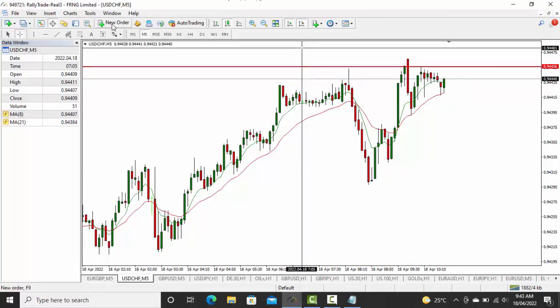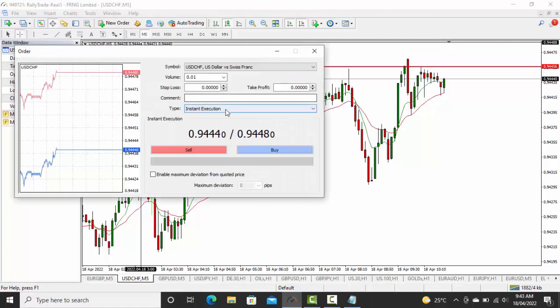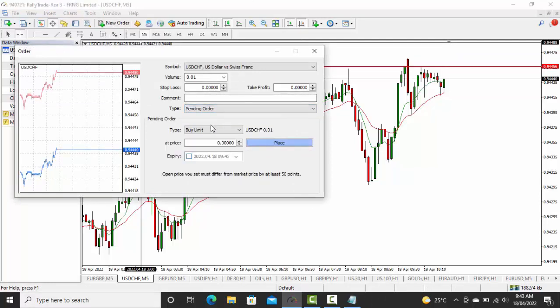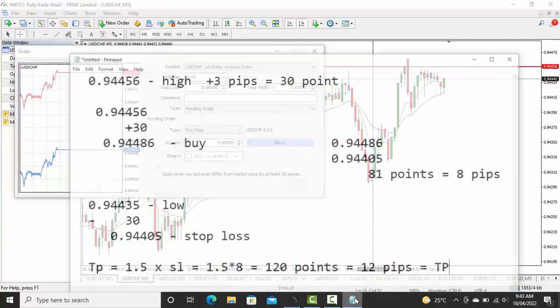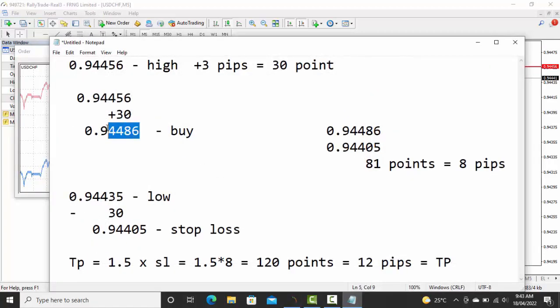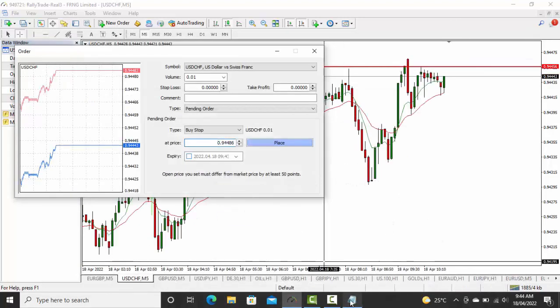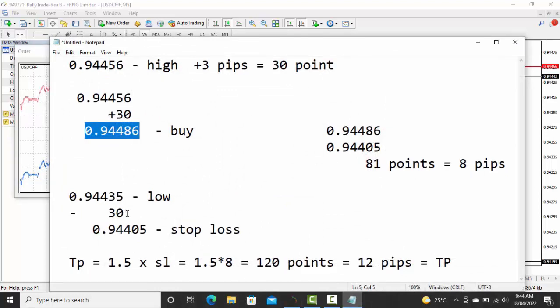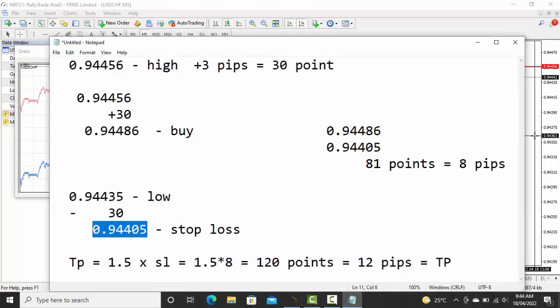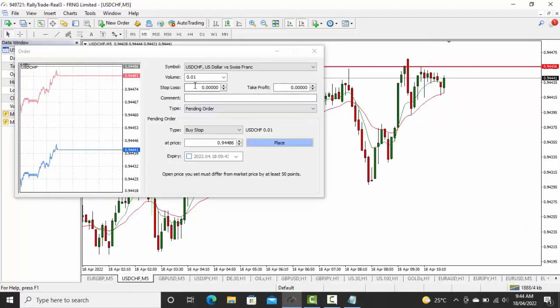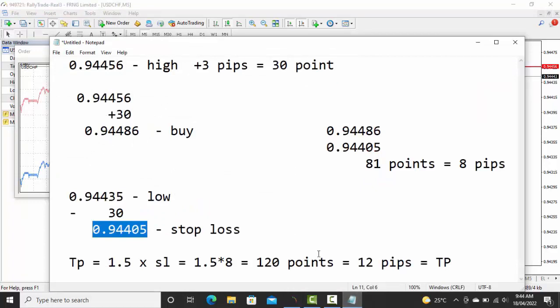So I go to new order and I change this to a pending order, and it's a buy stop. So I pick a buy stop. And my entry price happened to be here, 0.94486. So I copy that and drop that in here. I get my stop loss. My stop loss is here. I also copy that and do the same on stop loss. I drop that too.